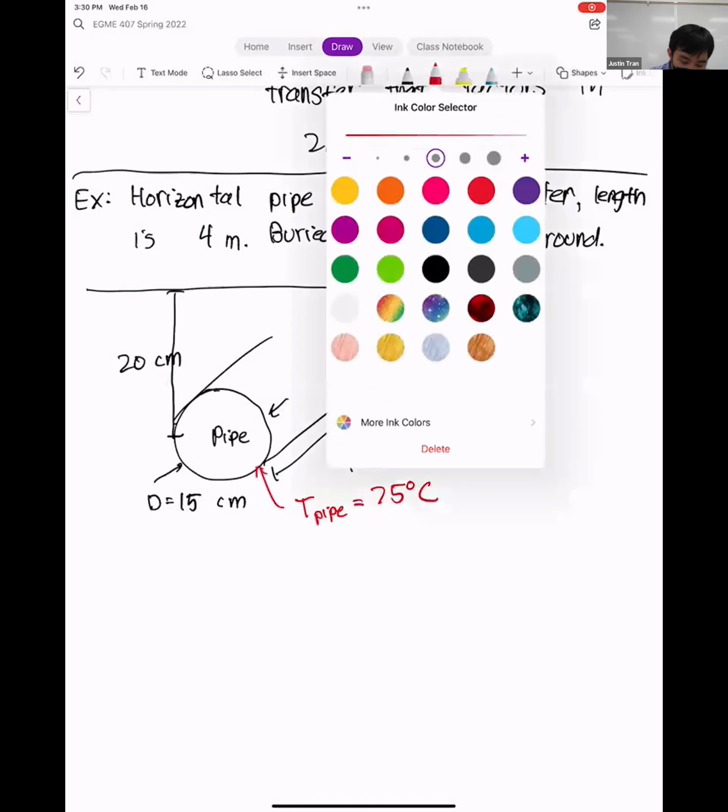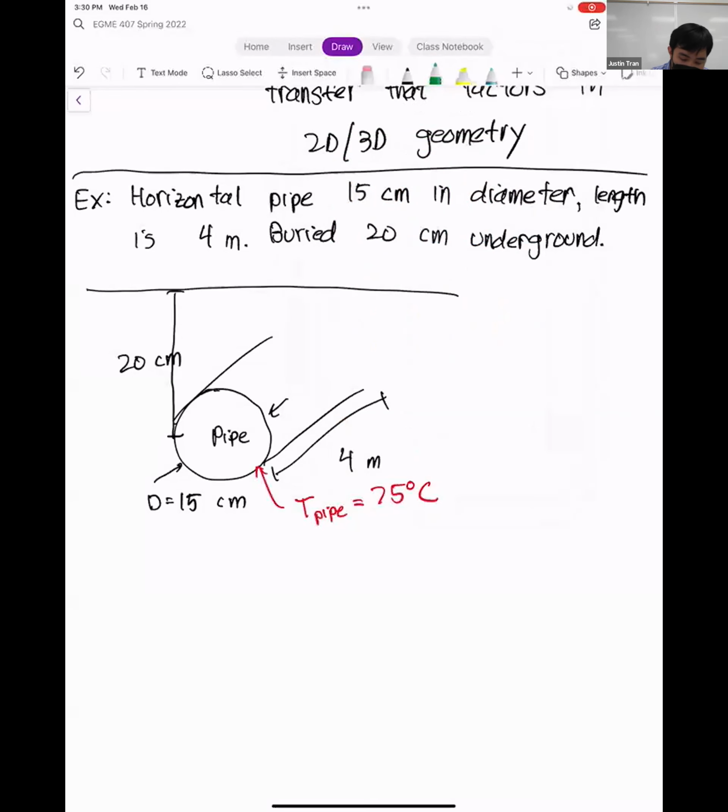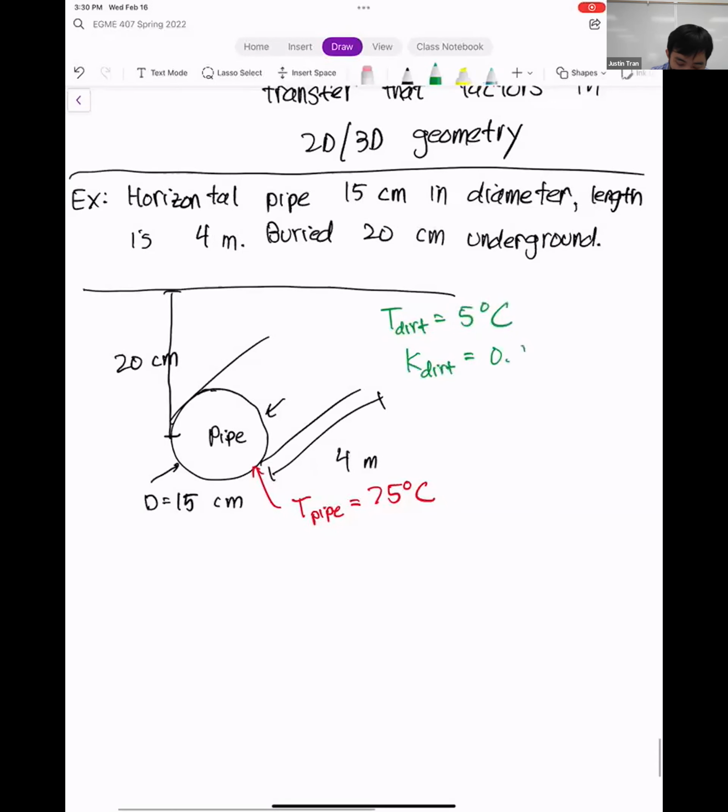The other thing that we know is the earth that surrounds it, all the dirt that's basically around the pipe. I guess we're in Antarctica or something, so the dirt temperature is only 5 degrees C, okay? And we also know the thermal conductivity of the dirt as well. The thermal conductivity of the dirt is 0.8 watts per meter K.